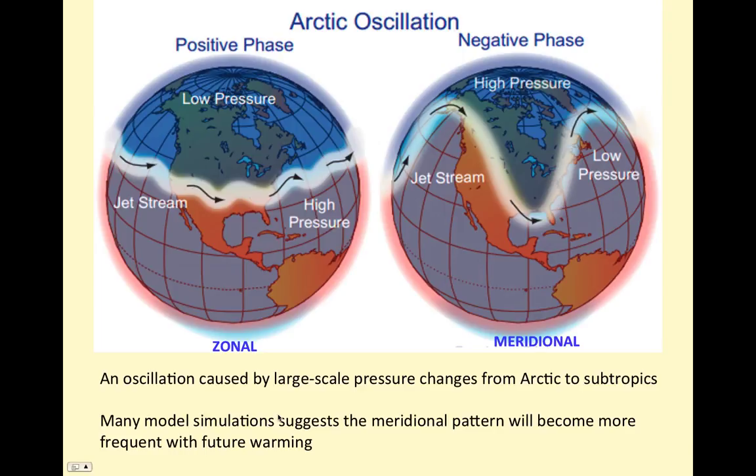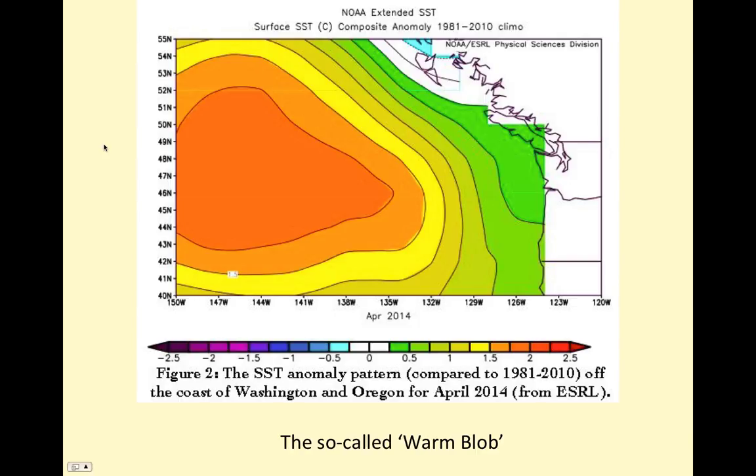It's worth noting that many of the models are suggesting more meandering and therefore more persistent weather patterns in the future. Now, a few years ago, we had what was called the warm blob off the coast of the Pacific, and this was a highly anomalous, large area of warm water that was several degrees warmer than typical. So how does that affect things?